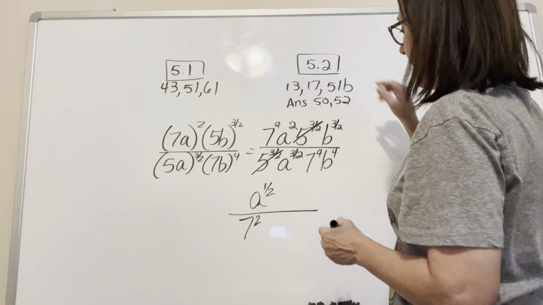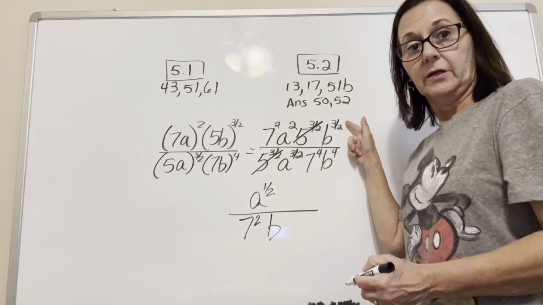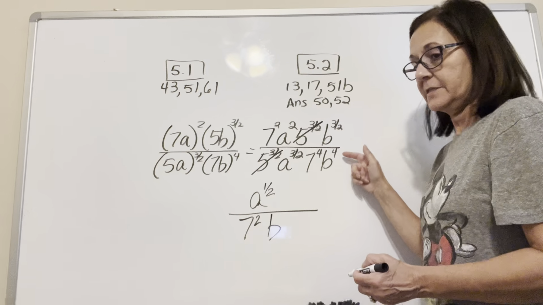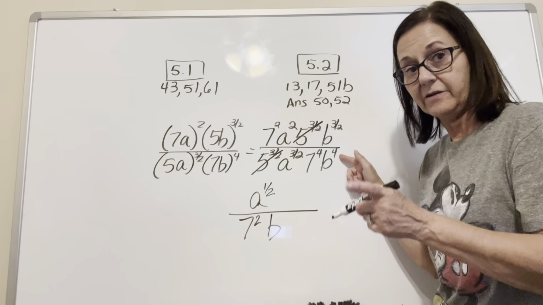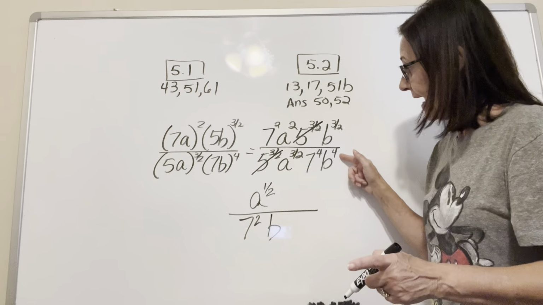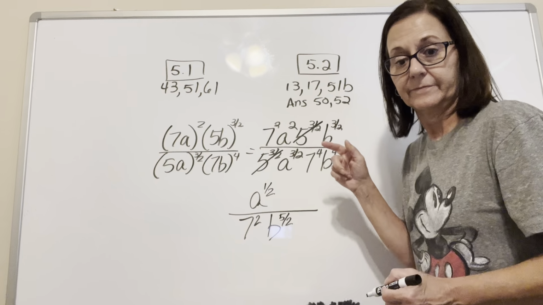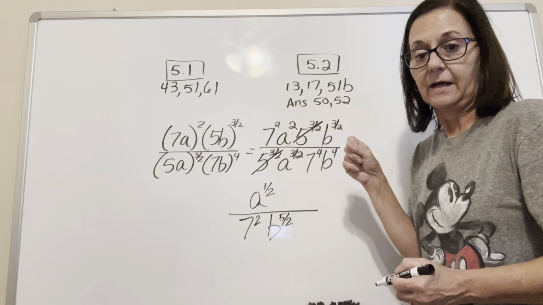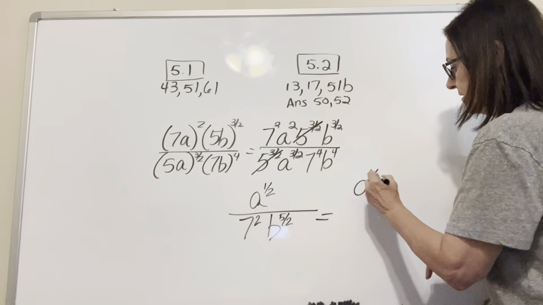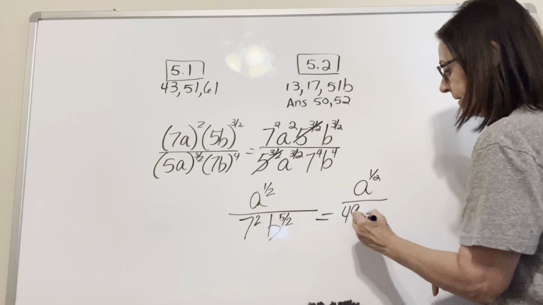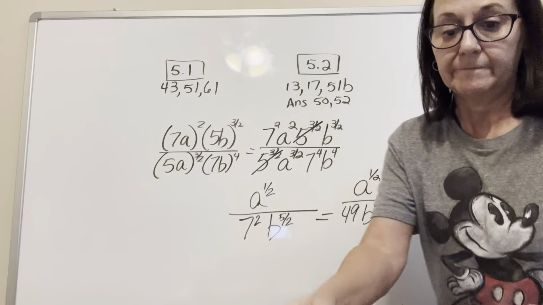All right. My b, 4 is bigger than 3 halves. 4 is 8 halves, right? 4 equals 8 halves. 8 halves minus 3 halves is 5 halves. Got it? All right, so 7 squared I can do. It's a to the 1/2 over 49, b to the 5 halves. That's 51.